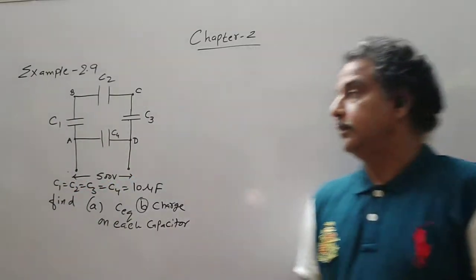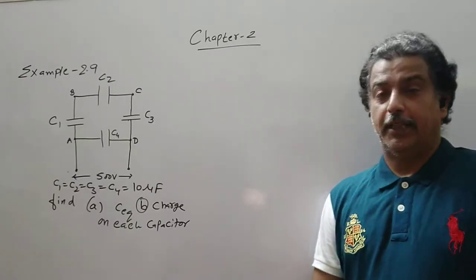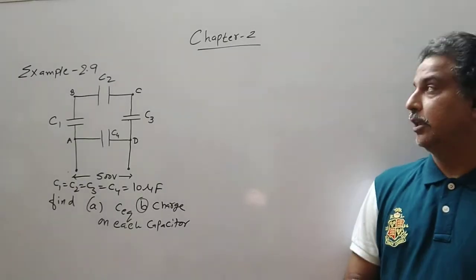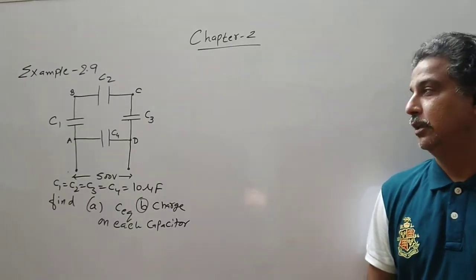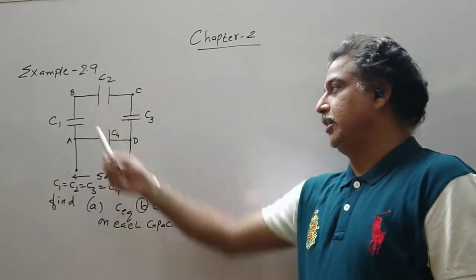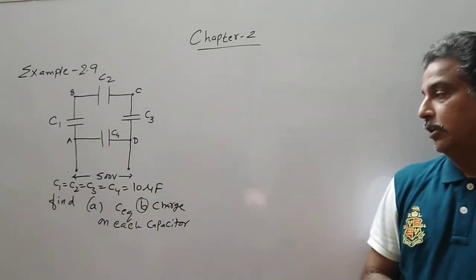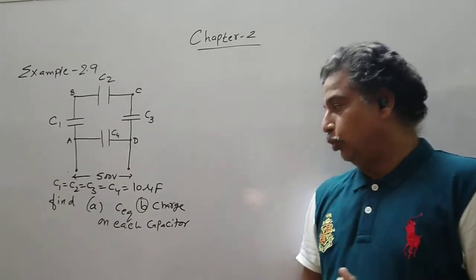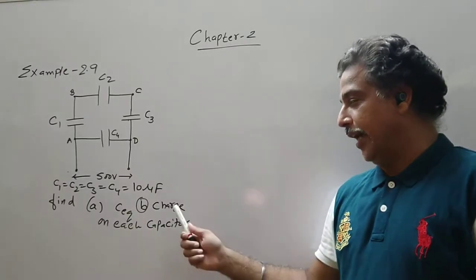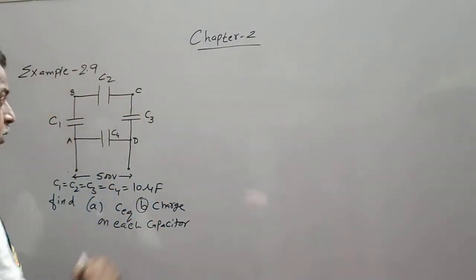Hello students, let us see example 2.9 of our chapter 2. The diagram is given. We have 4 capacitors C1, C2, C3, C4 having 10 microfarad value. You have to find out the C equivalent as well as the charge on each capacitor.